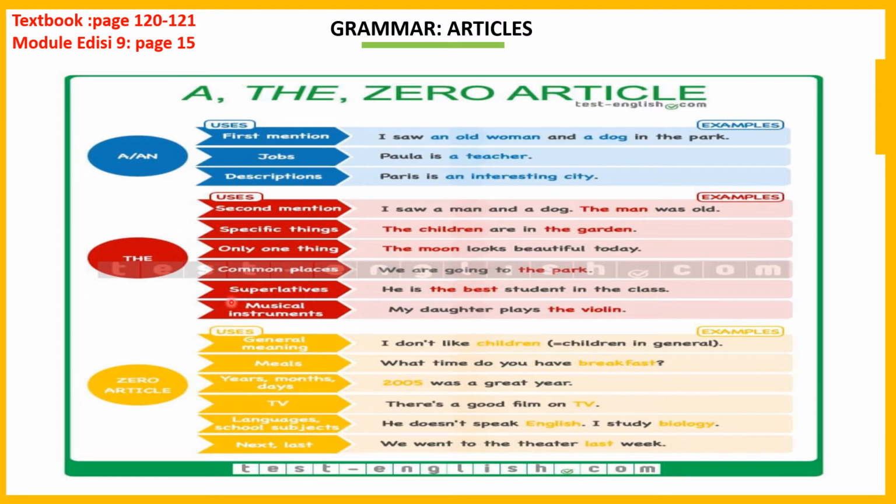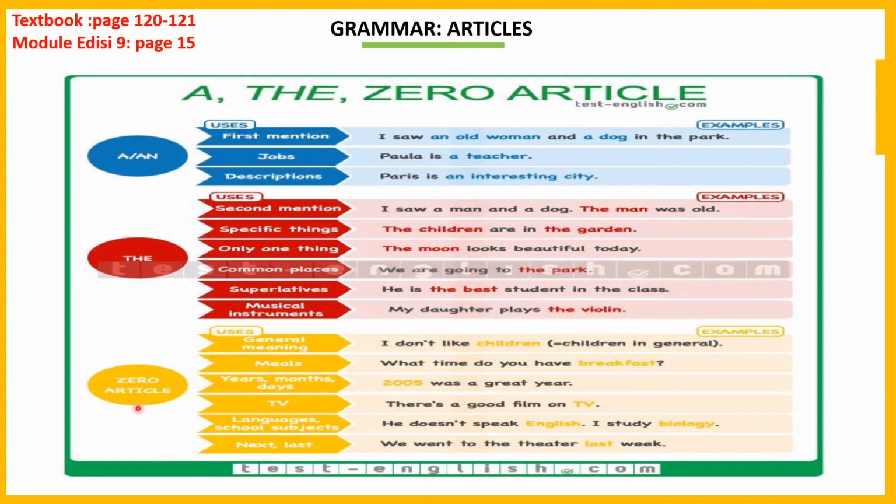Superlatives, we have learned this before. So we use the best, the highest, the smallest, the most beautiful. So we use the for superlatives. And then for musical instruments, my daughter plays the violin. So for musical instruments, we use the article the.